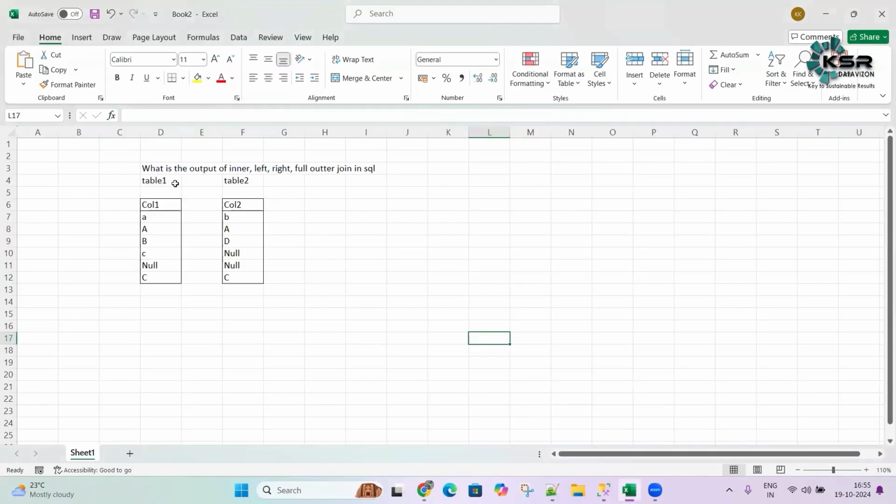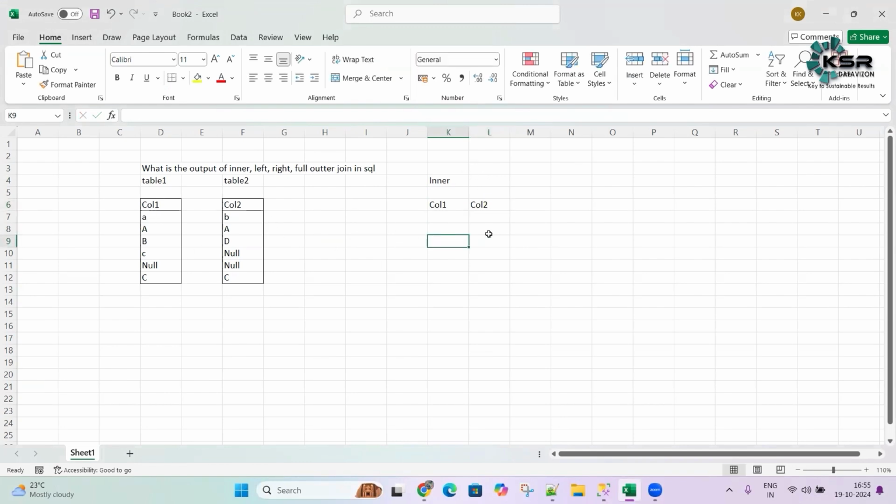So we have an Excel sheet. Now, the question is, what is the output in inner, left, right, and full outer join? First, let's go with the inner join. It's simple. Since we are combining or joining two tables, we get the two tables as one table, that's a join table.